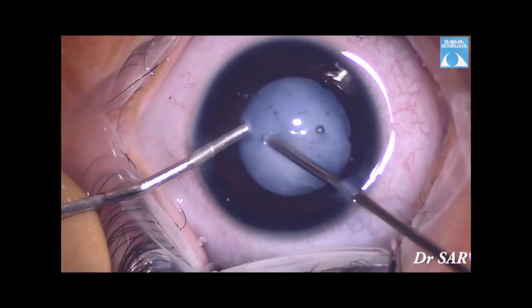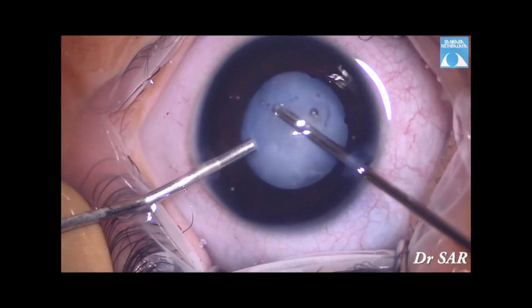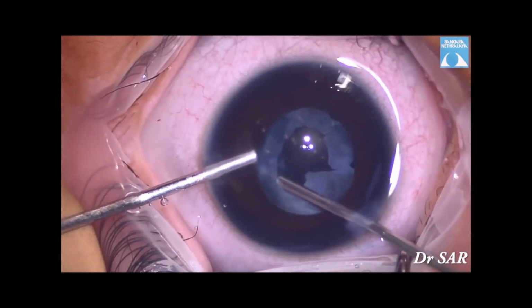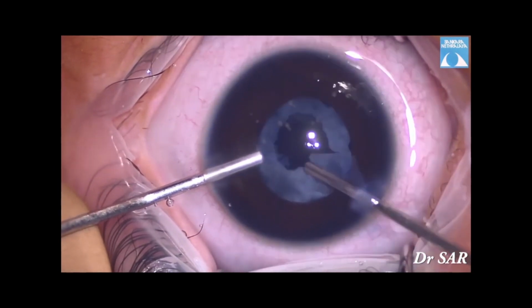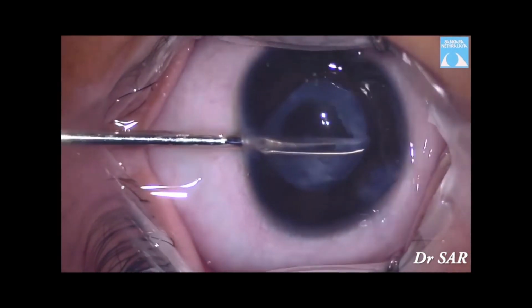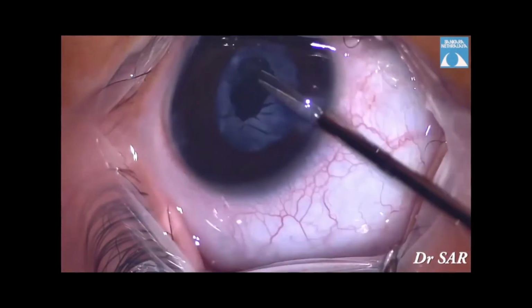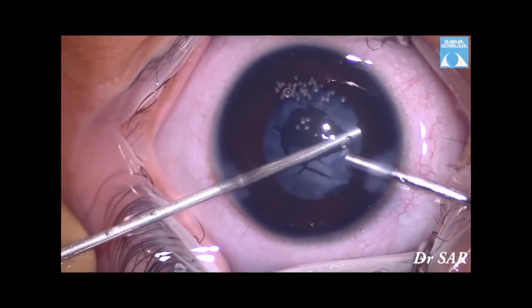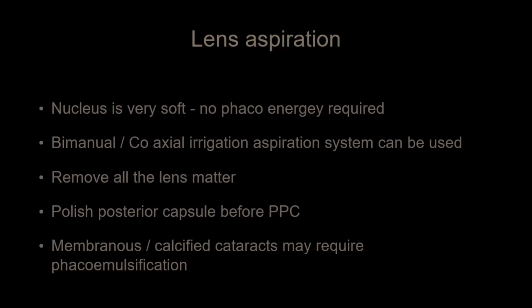And then a vitrector was used to create the capsular opening and to aspirate the lens matter. The opening is enlarged further with the vitrector, and the scissors give a better visualization, and they open up the bag a little more. So next step is lens aspiration.